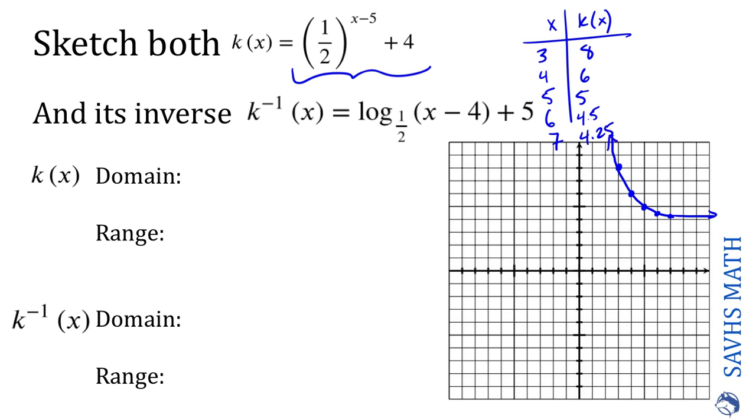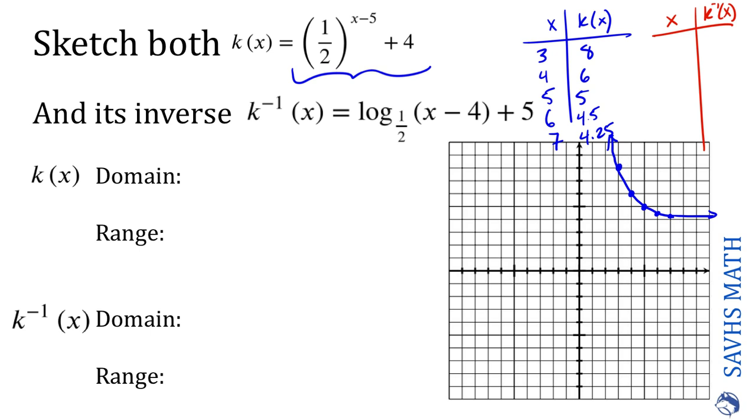Next, what we need to do is talk about our inverse. And so what we're going to do is flip all these values. So now the x values are the outputs and the y values are the inputs. The inverse of x.